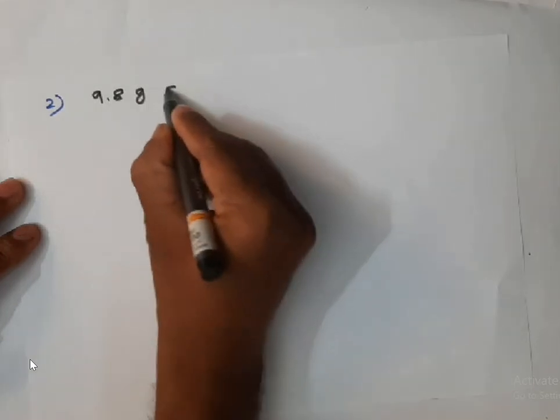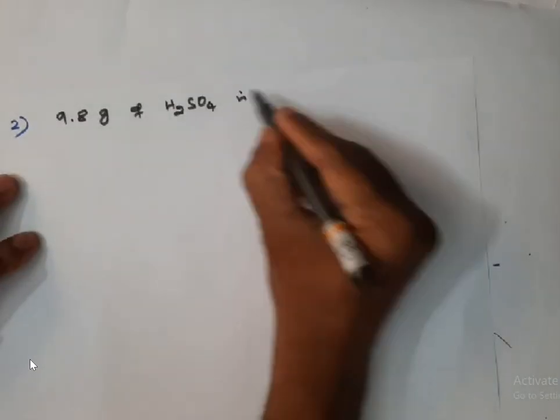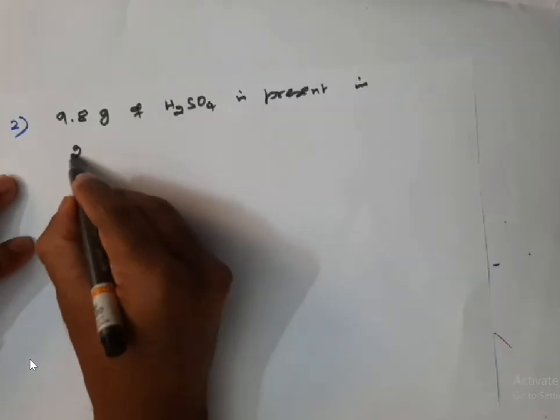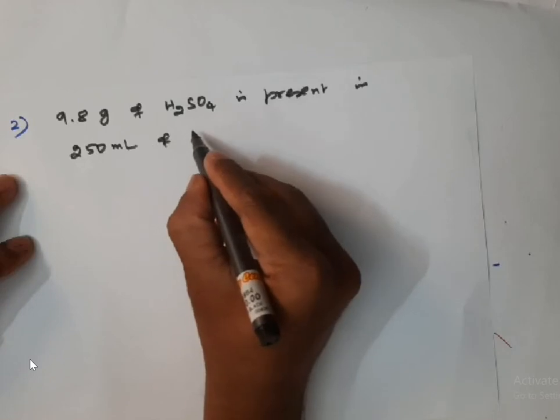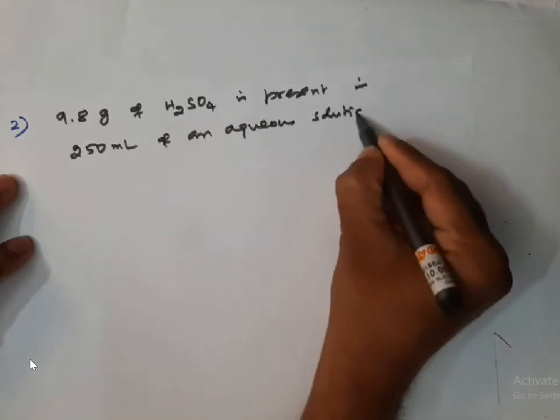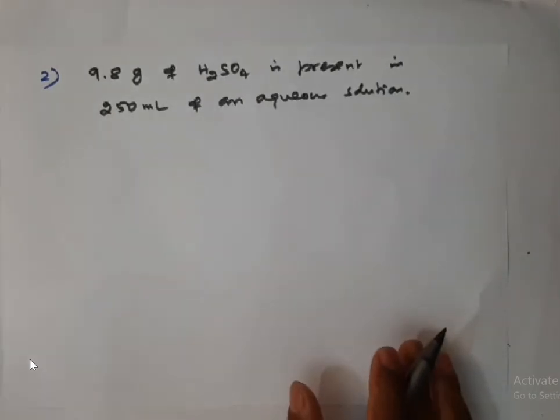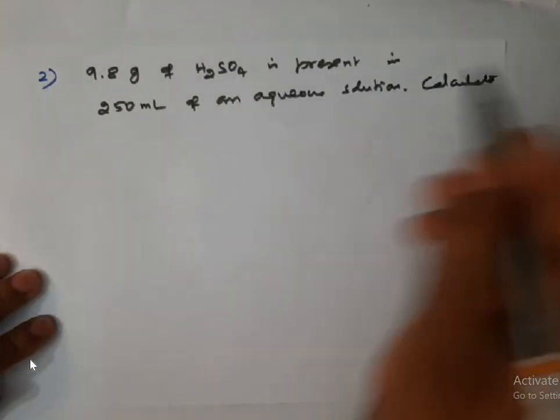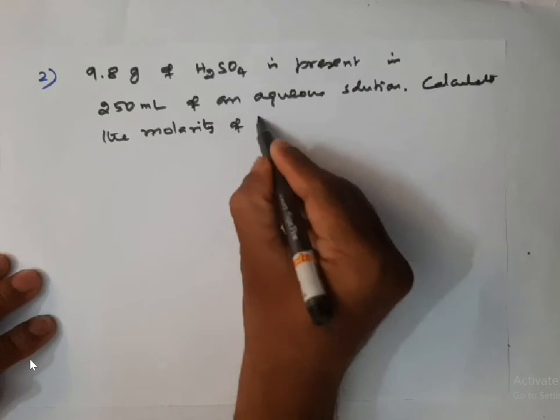9.8 gram of sulfuric acid, H2SO4, is present in 250 ml of an aqueous solution. Calculate the molarity of the solution.